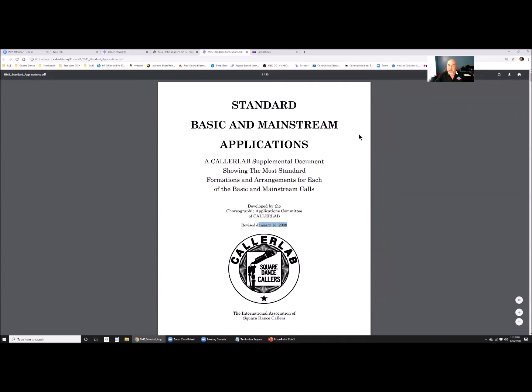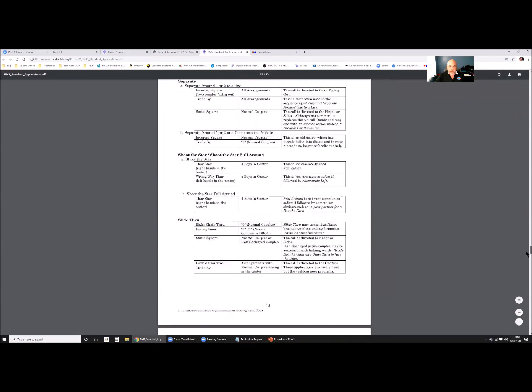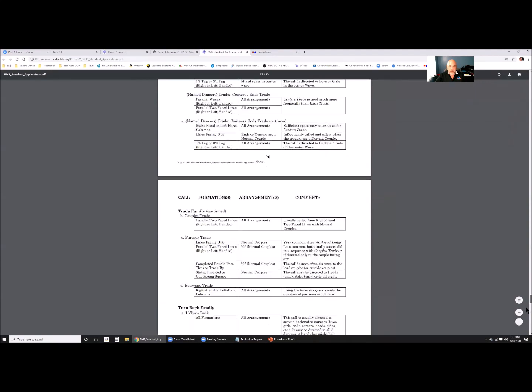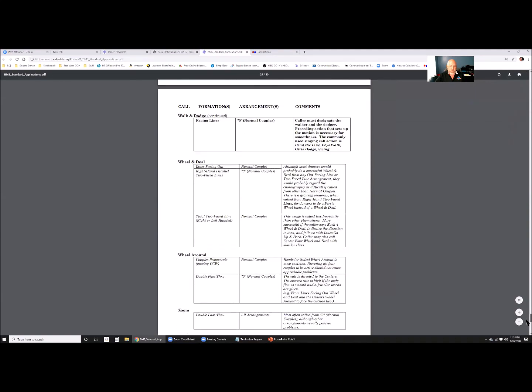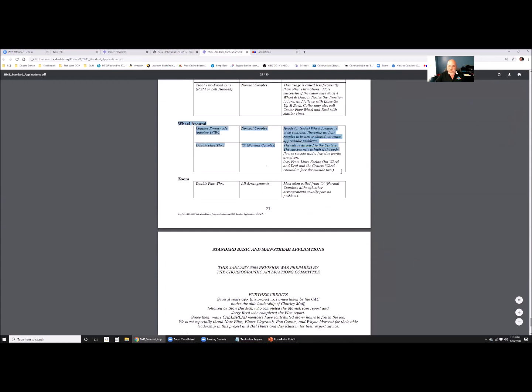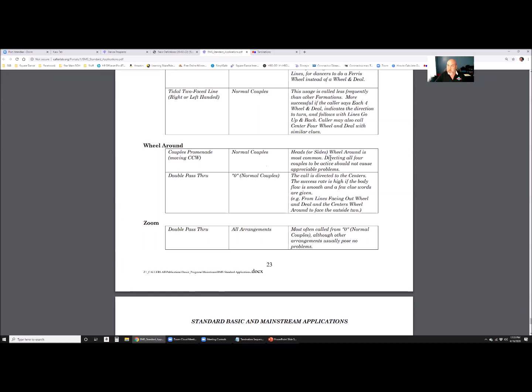So we're going to come down here to the standard applications. I've already looked this up for you. I'll save you some time. It's on page 23 and we'll take a look at this before we move along. So on page 23 that I can scroll to, there it is. This is here for those of you who can't see it. So the wheel around, the most common way the wheel around is done, according to the standard applications document, the first way is from the promenade position. The heads or sides, everybody's promenading, heads or sides, wheel around, and make lines. That's the most common way.